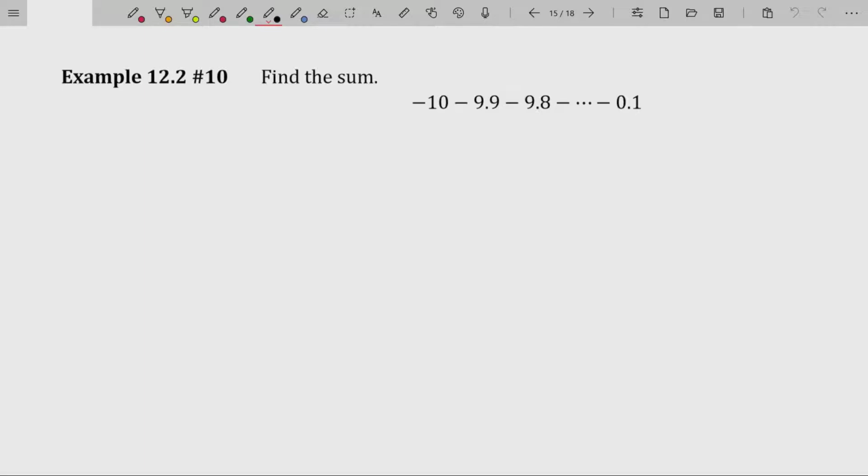The sequence is negative 10 is a sub 1, and a sub 2 is negative 9.9, and a sub 3 is negative 9.8, and a sub, you get the idea, right?